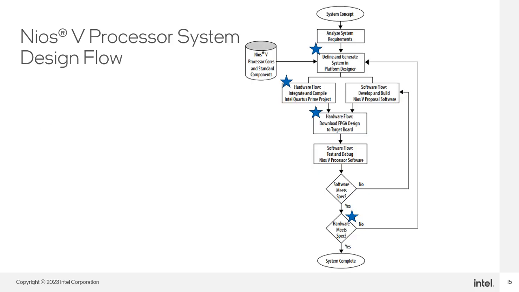This is the flow diagram for Nios V processor system design. Notice that as part of the flow you can find hardware and software flows. For today's training, we will cover the hardware flow using Intel Quartus Prime software and the tools in Platform Designer. To compile the whole design with timing constraints and pin assignments, you will be using the project created in Intel Quartus Prime software. Then you can use Programmer inside Intel Quartus with the target board.